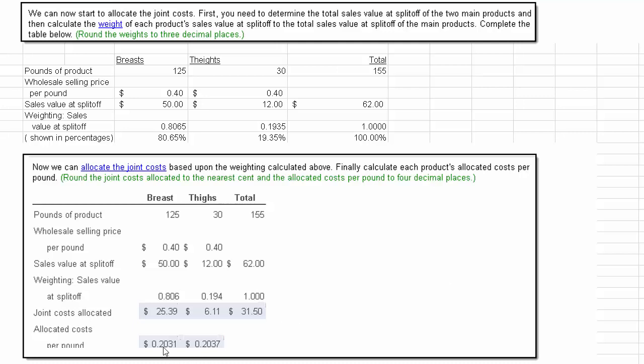Okay, now the 0.2031 is the $25.39 divided by the pounds of product. Okay, so if you take 25.39 and divide it by 125, you'll come up with that, 20.31 cents, or $0.2031. And then to come up with the 0.2037, we're taking the $6.11 joint cost allocated divided by the 30 pounds we had. Okay, and those are the steps involved in working through this allocation problem.